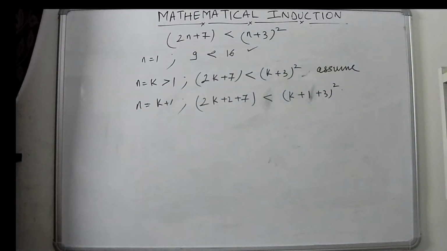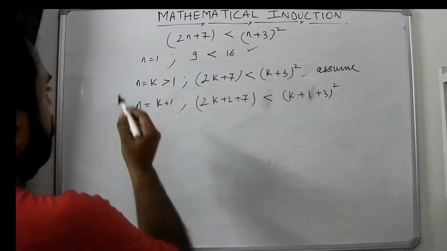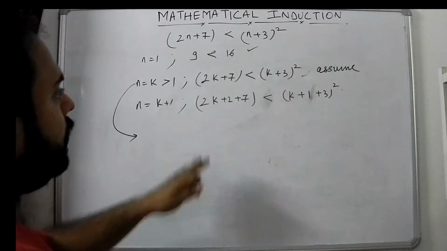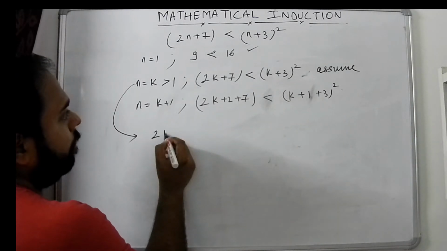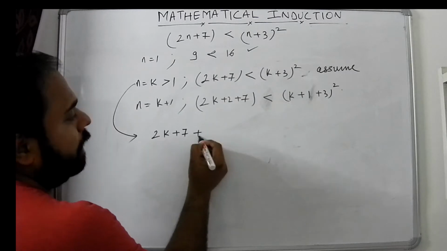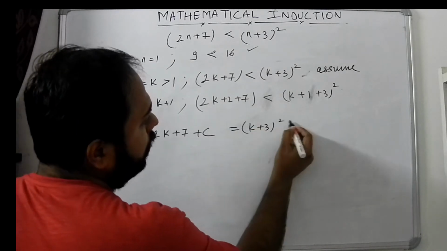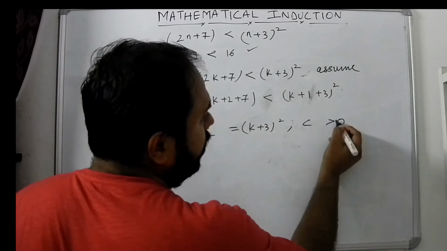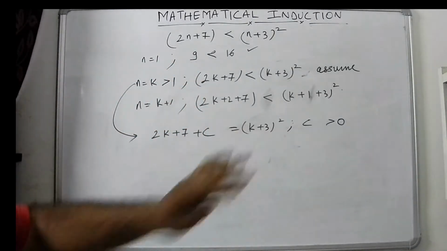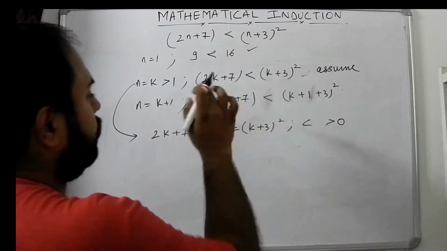Again, the thing that I told, let's convert this inequality. So it becomes 2k plus 7 plus c is equal to k plus 3 whole square, wherein c is greater than 0. Any positive number, when I add to the left hand side, it becomes equal, right? So now let's see what happens.